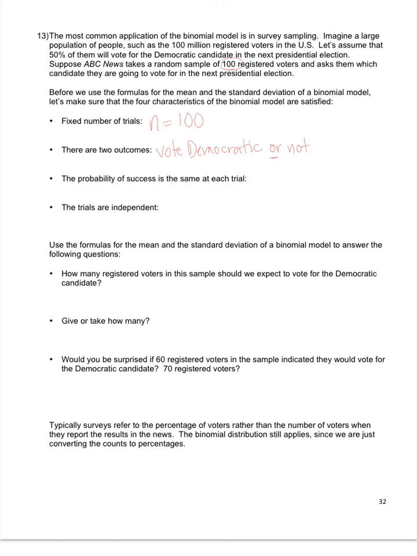Probability of success is the same in each trial. We were told that 50% would vote for the Democratic candidate. So if we imagine taking a name out at random from a hat, we'd have a 50% chance of pulling out a voter that's going to vote for a Democratic candidate. And then the trials are independent. We're going to say yes, and that means that one person's vote is independent of the other voters.